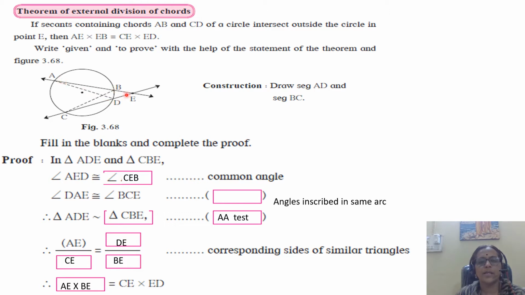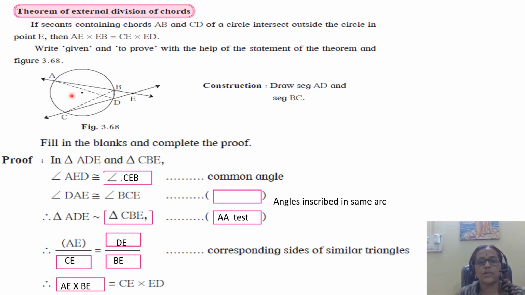Triangle ADE and triangle CBE. Angle AED is congruent to angle CEB, common angle E. Angle DAE, that is angle A, is congruent to angle ECB, that is angle C. Angles inscribed in the same arc are congruent.